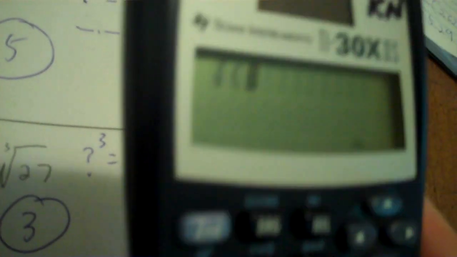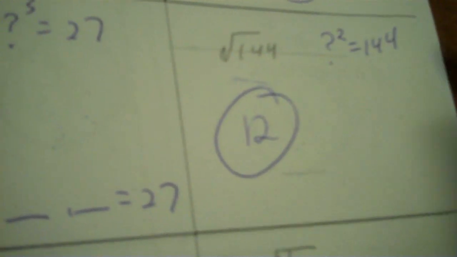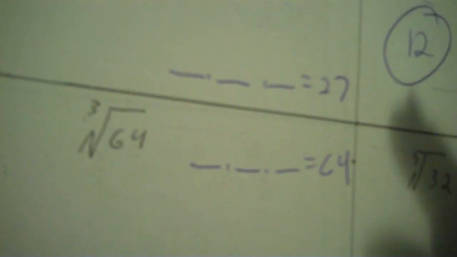So 3. Okay, what to the second equals 144? Well, I could square root 144. That's 12. 12 to the second is 144. What times what times what is 64? It's not 1, it's not 2. We know it's not 3. How about 4? Yep, and also I could go 3 second, but then you hit the caret, not the x squared, when doing a cubed root. 4.